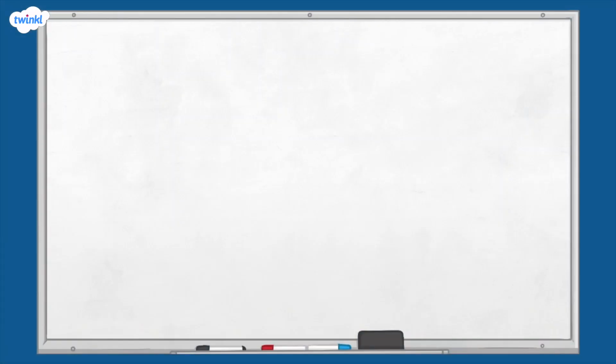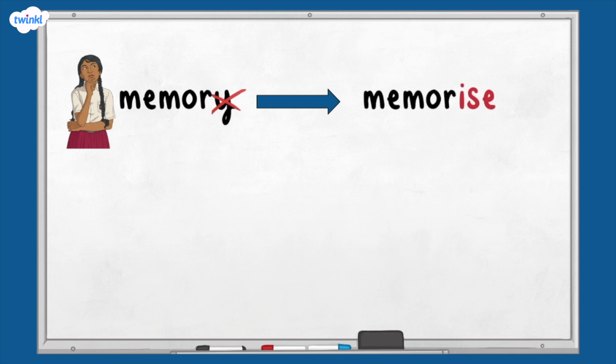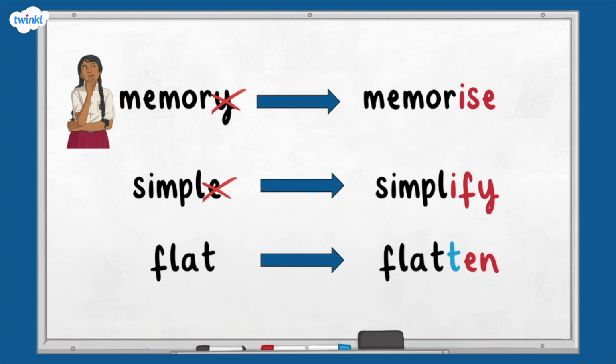When adding a suffix, it's worth remembering how a spelling sometimes changes depending on the root word. For root words ending in y, change the y to an i before adding the suffix. For example, memory becomes memorise. For root words ending in e, remove the e before adding the suffix. For example, simple becomes simplify. For words with a short vowel sound followed by a consonant, double the consonant and then add the suffix. For example, flat becomes flatten.